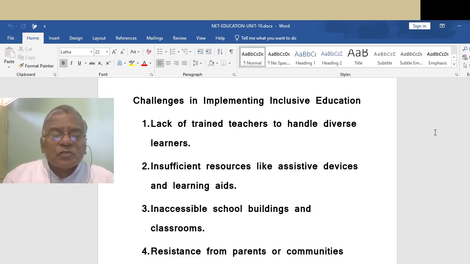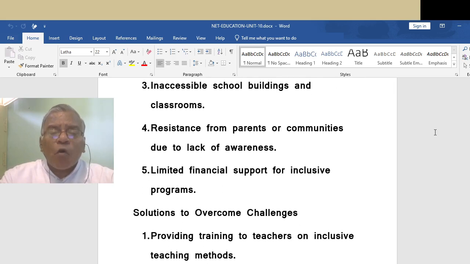Then inaccessible school buildings and classrooms. According to the needs of such special children, we need to have school buildings, school classrooms, even toilet facilities, etc. It is not accessible. That's a problem. Resistance from parents or communities due to lack of awareness. Limited financial support for inclusive programs, not enough money spent on this inclusive education.